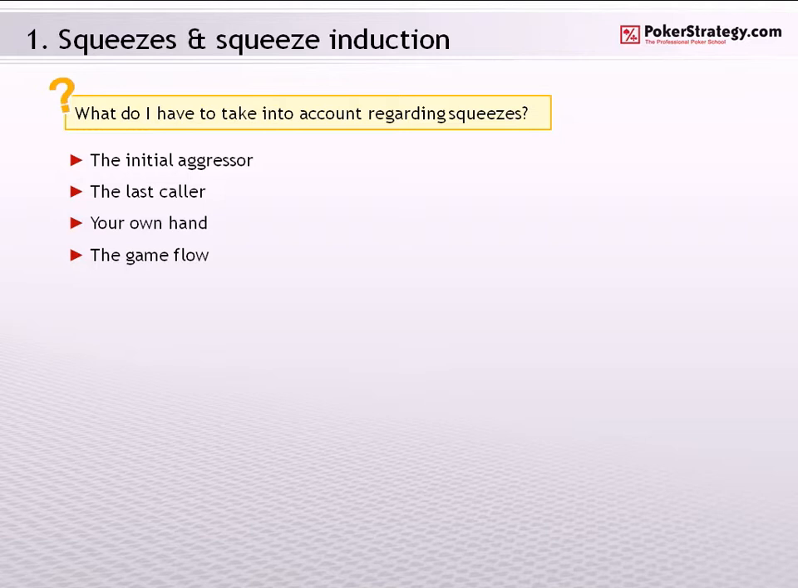Especially the cold calling range against an open raise of most tags won't be balanced very often, because most of the time very strong hands will be missing, since they would 3-bet these hands for value, and therefore you can extract most of the strong hands when trying to squeeze against such a player because he would have 3-bet with them.